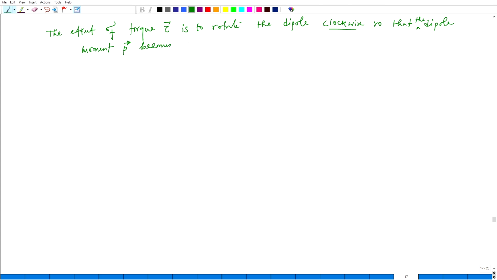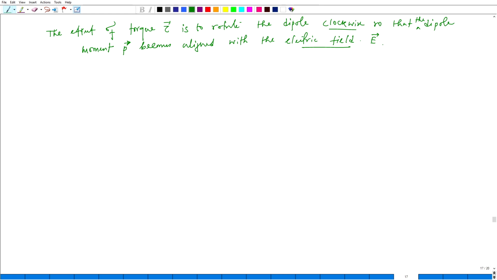So, it becomes aligned with the electric field. The thing is that when we place a dipole in an external electric field, the net force on the dipole is 0, but the torque is not 0. The torque basically rotates the dipole and ultimately aligns it to the electric field, and that is the property of the dipole in an external field.